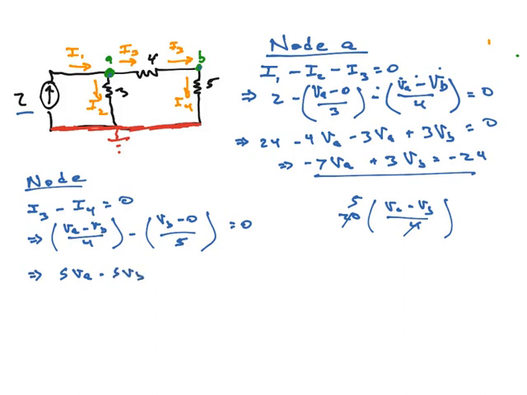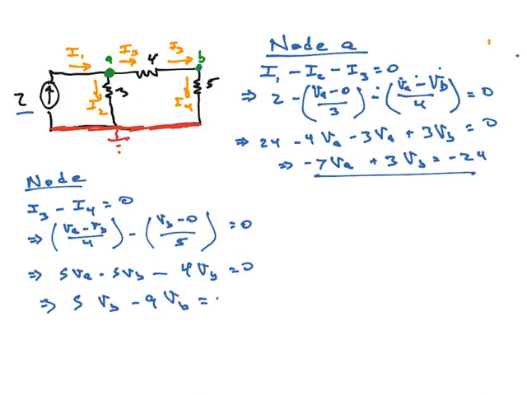Okay. And then minus 20 times the second term. The 20 and the 5 cancel, makes a 4. So 4VB equals 0. All right, again, collect what I can. I've got 5VA minus 9VB is equal to 0. And that's as far as I could go with that equation.